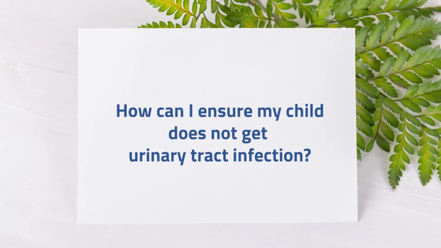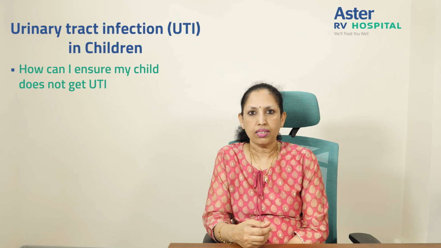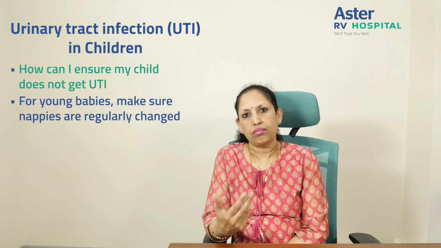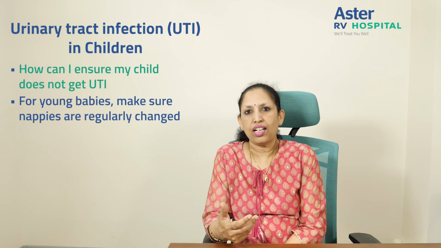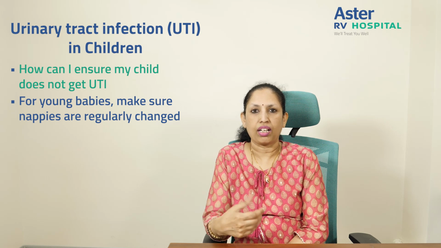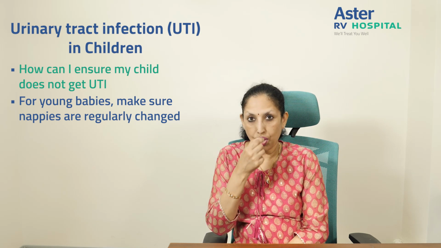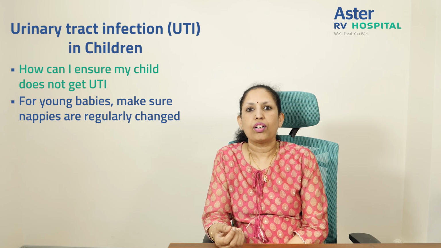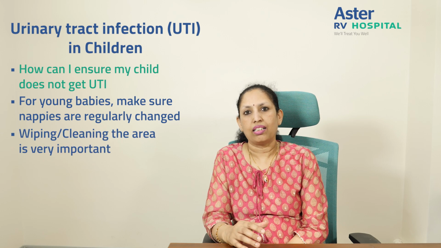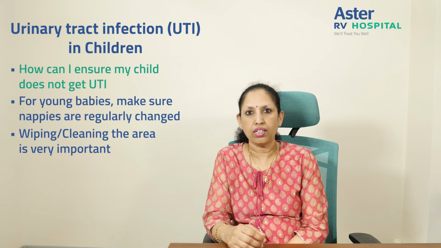How can I make sure that my child doesn't get urinary tract infection? So if it is a young baby, make sure that the nappies are regularly changed. Ideally, we prefer not to use regular diapers. If you are using it, make sure that it is changed regularly. And wiping or cleaning the area is also equally important, especially for the girl children.